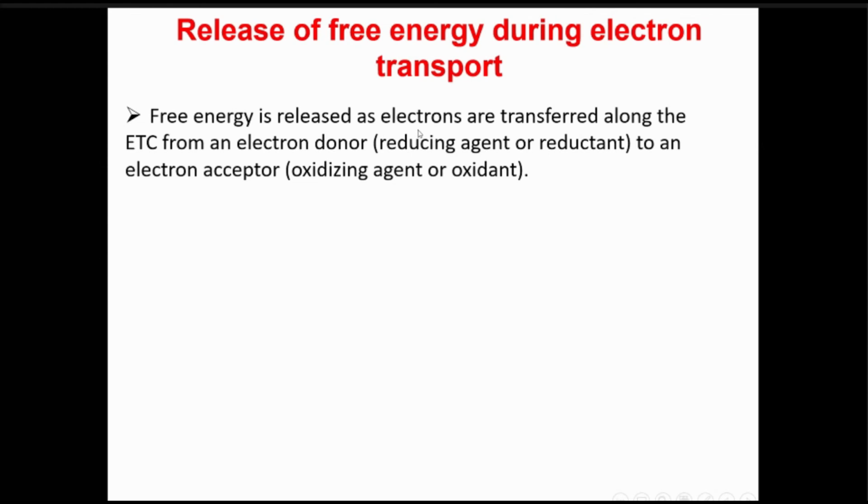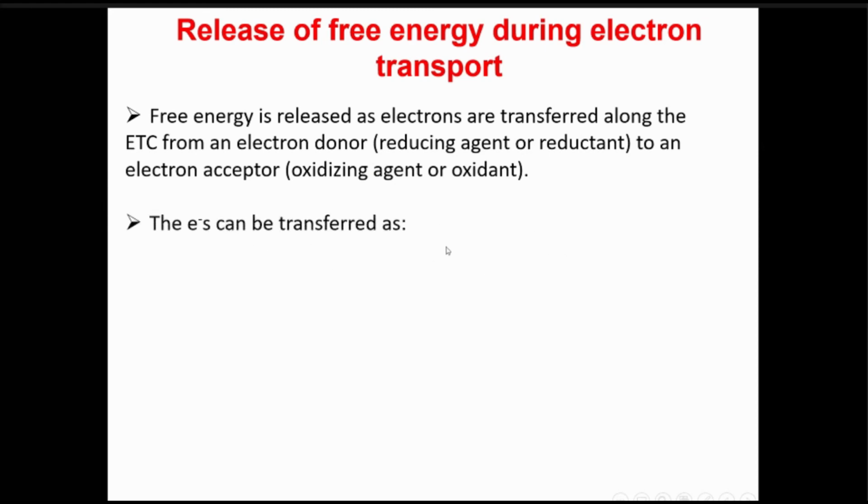Free energy is released as electrons are transferred along the ETC from an electron donor, reducing agent or reductant, to an electron acceptor, oxidizing agent or oxidant. Again, these are, as I mentioned, the basic prerequisite. You should know what is oxidant and reductant. Here, the free energy is released as electrons are transferred along the ETC from the electron donor, which is NAD and FAD. So they are the reducing agent or reductant, to an electron acceptor. These are the carriers that we are going to talk about.